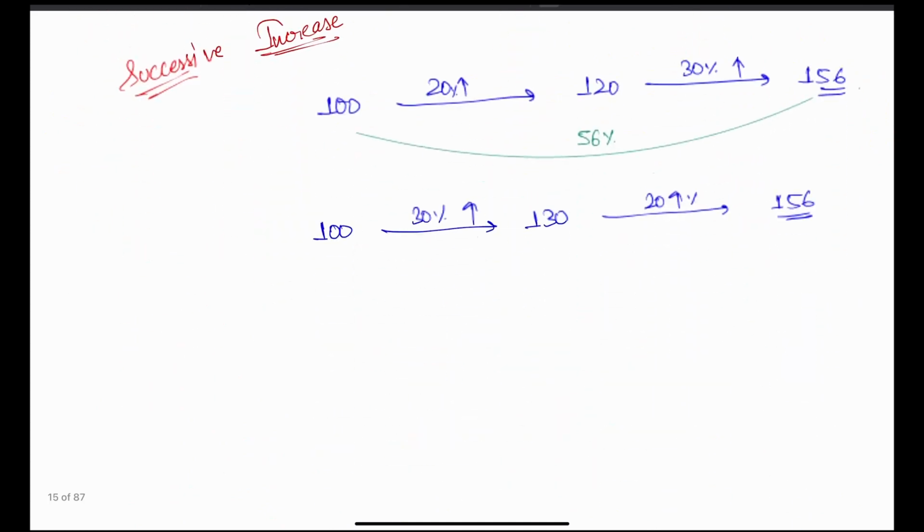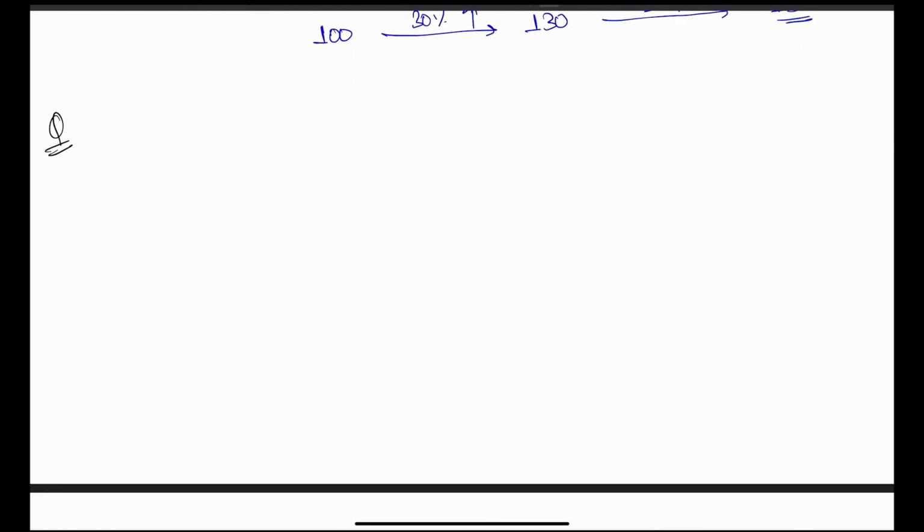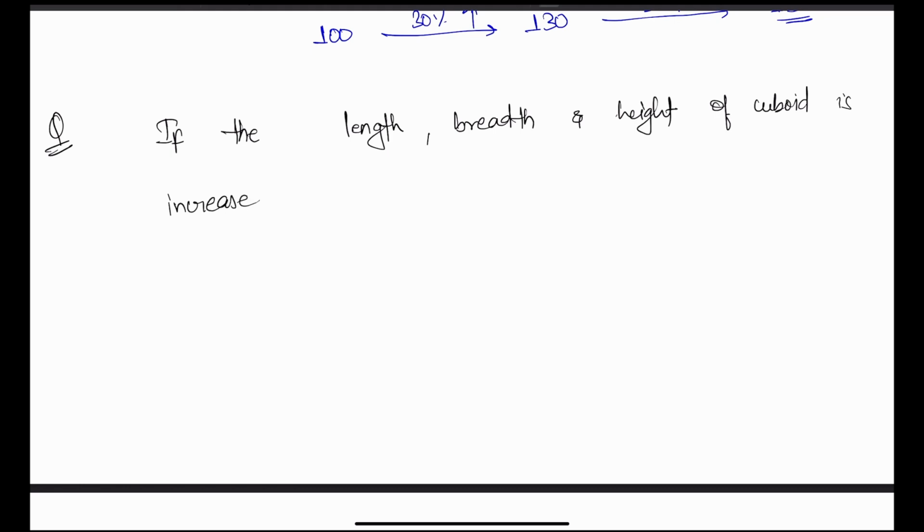Why I am saying this is that there might be a question that says: if the length, breadth and height of a cuboid are increased by 10%, 20%, 30% respectively, find the change in volume.